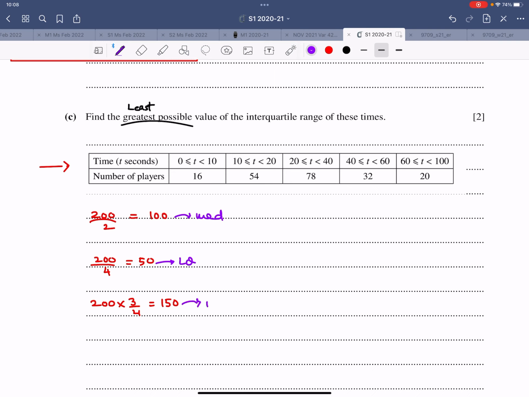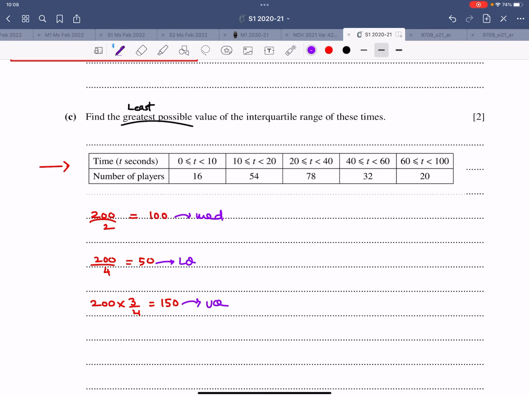This is not raw data, this is not a stem plot where you have raw data, this is a frequency distribution. So that's why you can only get an estimate out of it, and technically a range, a greatest possible value or the least possible value.